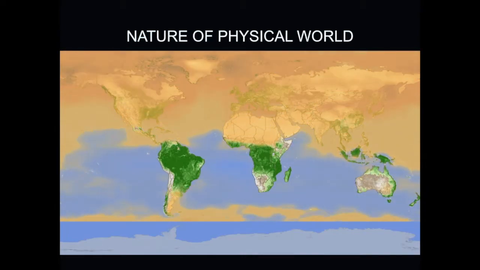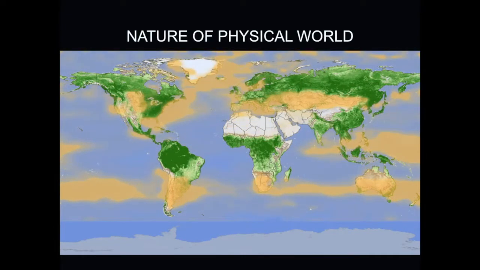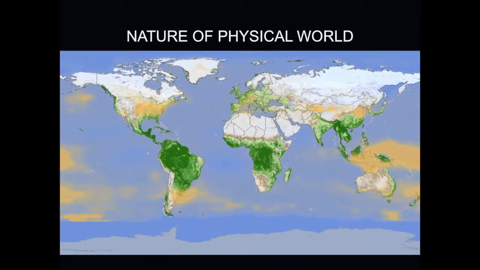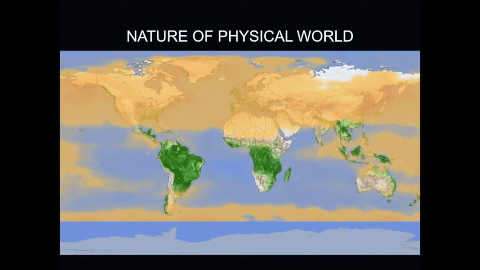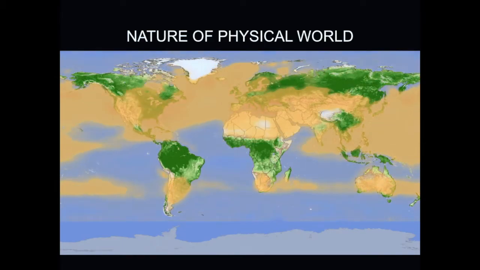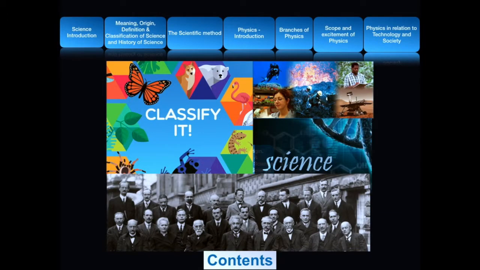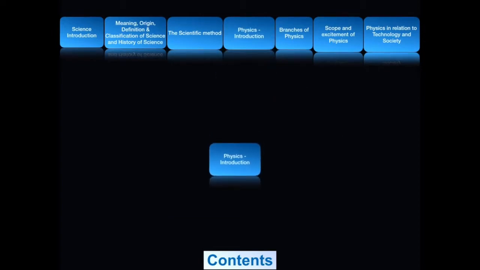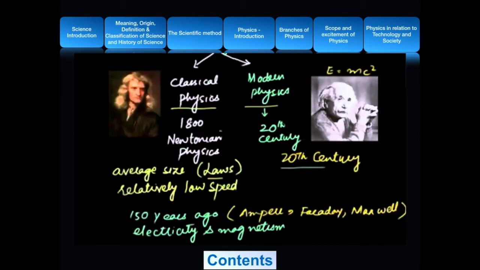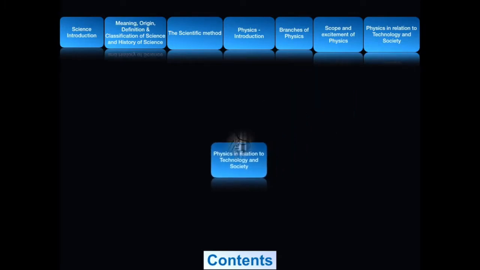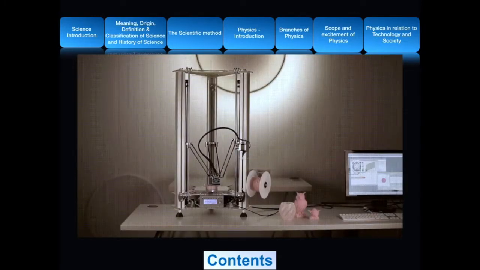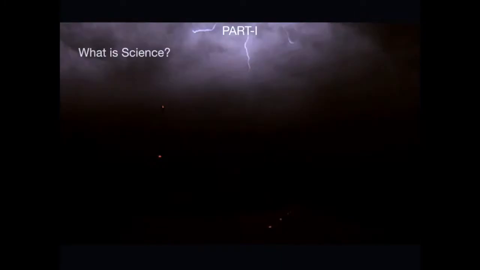Hello students, today we are going to see the first chapter in our state board syllabus, that is Nature of Physical World. The contents that we are going to see today are Introduction to Science, Classification, Origin, Definition and History of Science, the Scientific Method, Introduction to Physics, Branches of Physics, Scope and Excitement of Physics, and Physics in relation to Technology and Society.